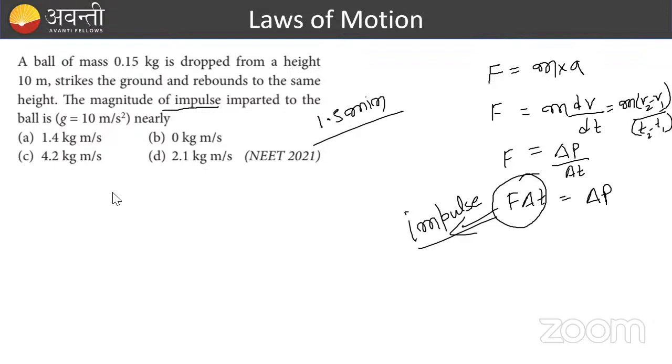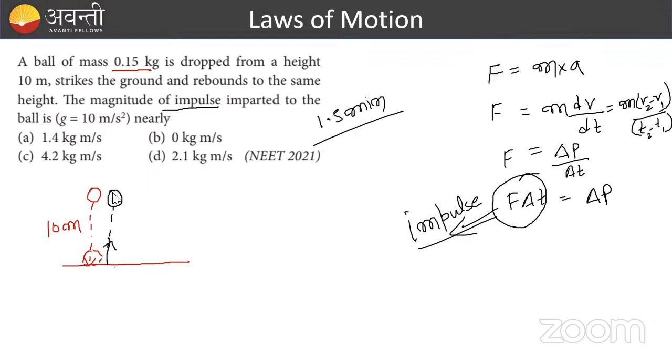Anyway, what is the question here? The question is that there is a ball of mass 0.15 kg that is being dropped from a height of 10 meters. So suppose you are dropping a ball downward. It is falling down from a height of 10 meters, right? And it will strike the ground. After striking the ground, what is happening again? It is rebounding. It is going up to the same height, right? So again, it is reaching this height.